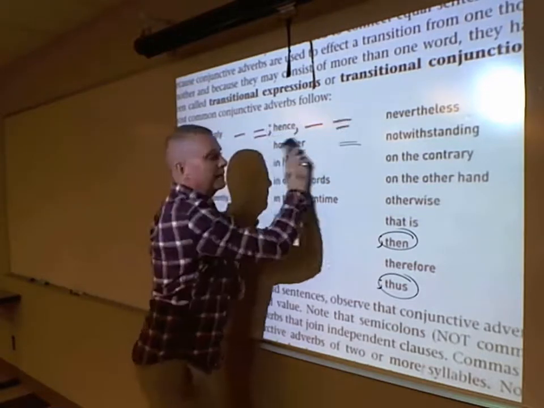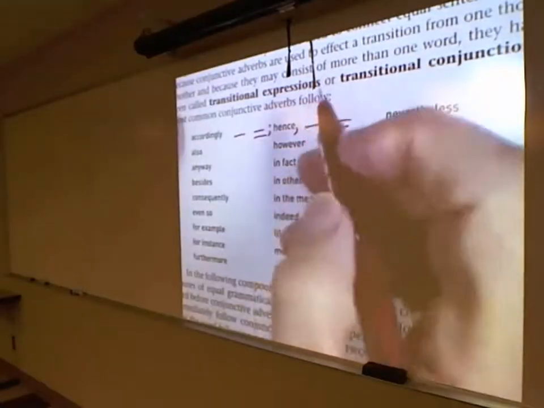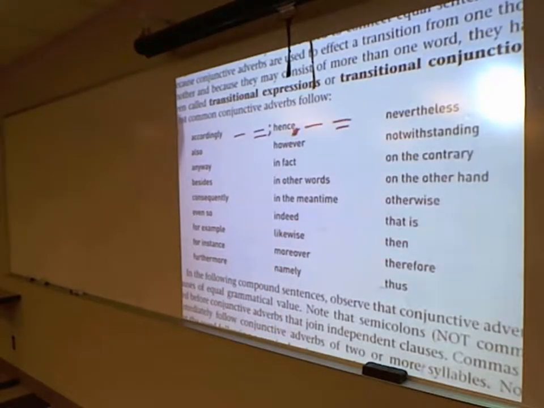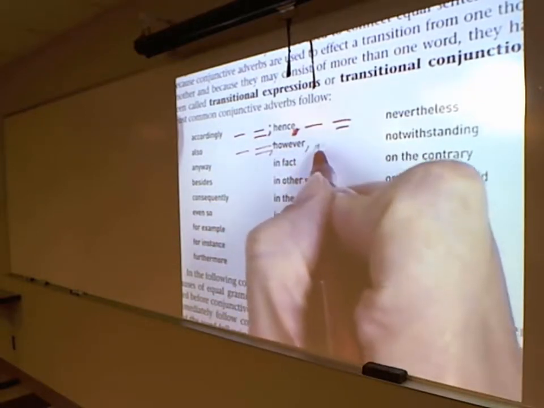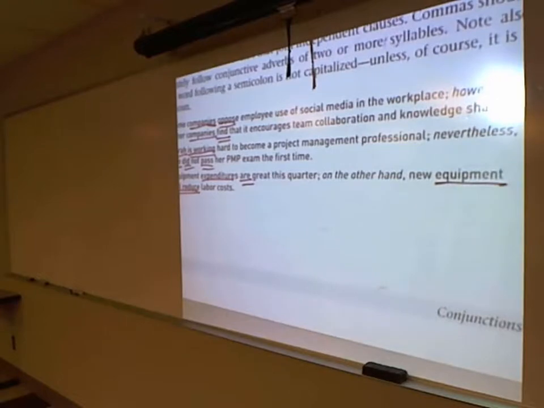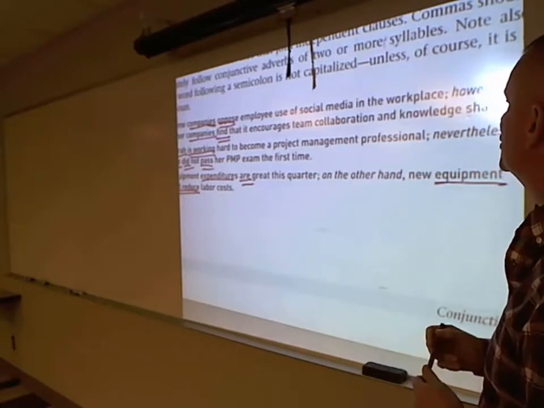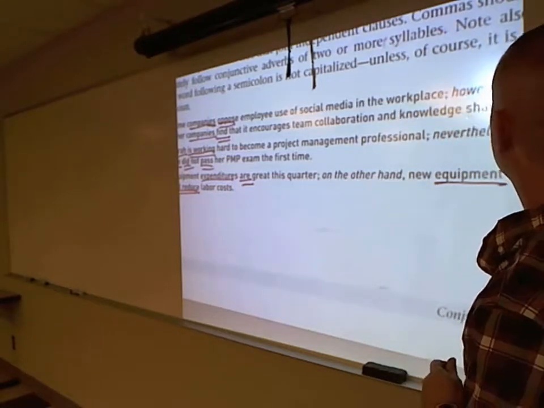I want to correct this one right here on the screen really quickly. But if you had the word "however," then you'd have subject, verb, semicolon, comma, subject and verb. Okay. Examples of those. "Some companies oppose employee use of social media in the workplace. However, other companies find that it encourages team collaboration and knowledge sharing." So this conjunctive adverb right here joins two independent clauses, so a semicolon goes before it, and a comma goes after it. And then here are other examples to support that as well.